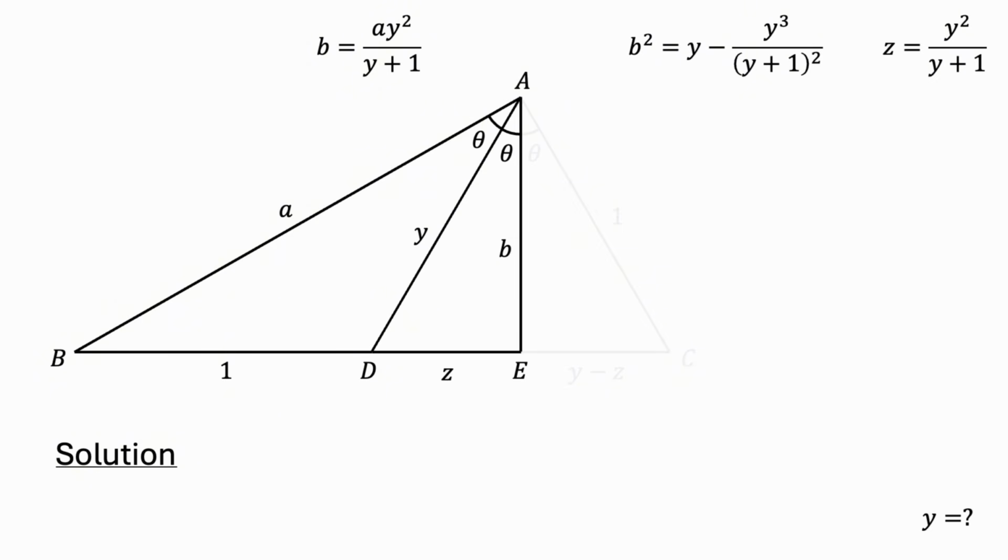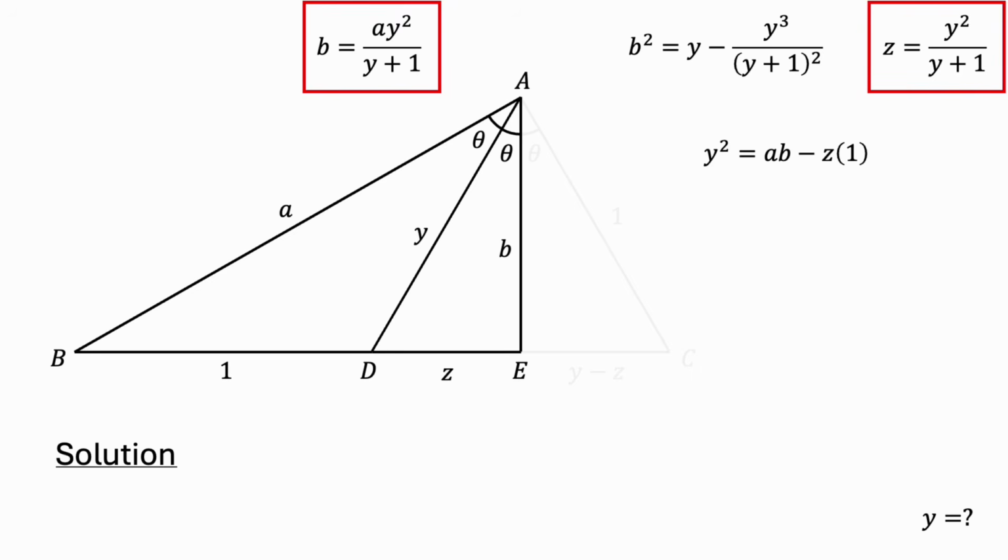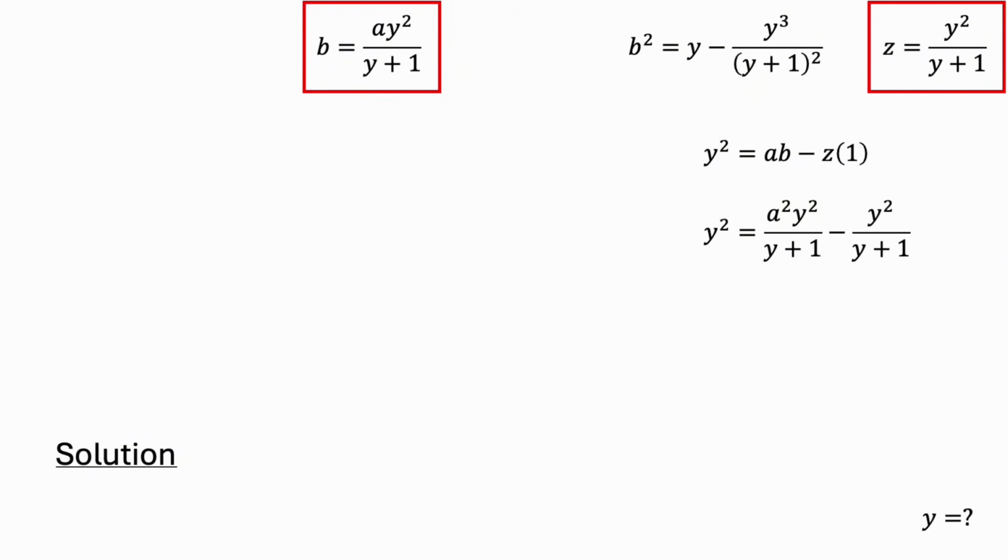Next, applying Stewart's theorem gives us y squared equals ab minus z times 1. Using b equals ay squared over y plus 1 and z equals y squared over y plus 1, we obtain y squared equals a squared y squared over y plus 1 minus y squared over y plus 1. Y squared cancels out, giving us 1 equals a squared over y plus 1 minus 1 over y plus 1, which simplifies to a squared equals y plus 2.